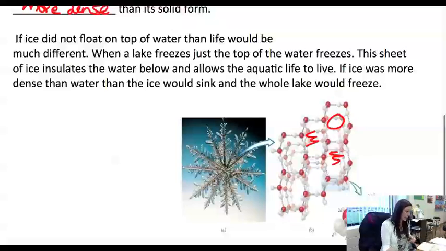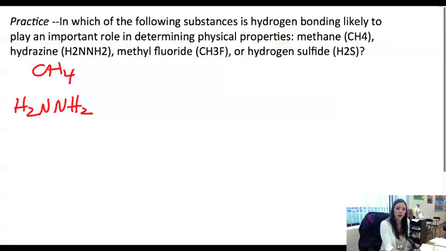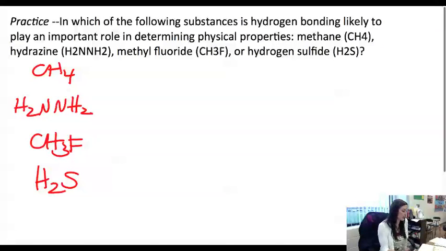So let's look at an example here. It says practice, in which of the following substances is hydrogen bonding likely to play an important role in determining physical properties? We've got methane, CH4. We have hydrazine, which is H2N, NH2. We have methyl fluoride, CH3F. And we have hydrogen sulfide, H2S.